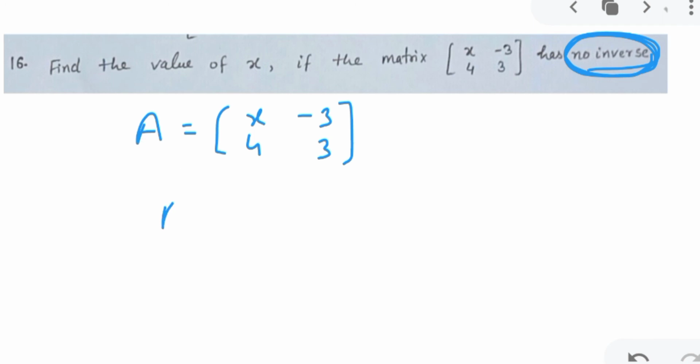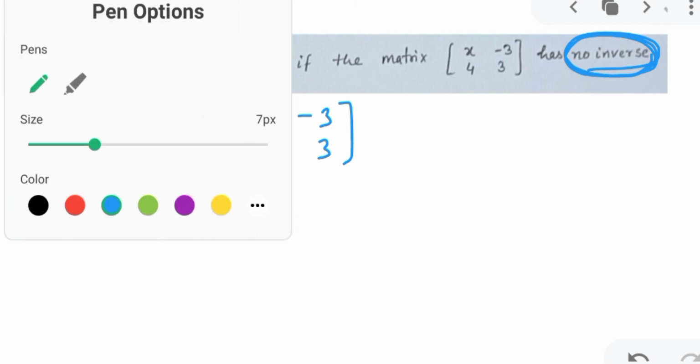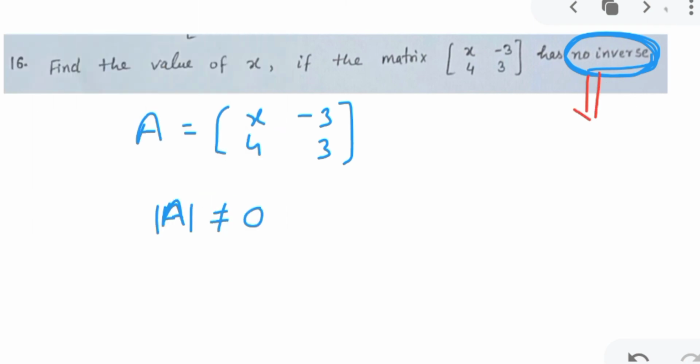of A will not be equal to 0. But here the question is saying that it has no inverse. So no inverse means the determinant value will be 0. Simple. So we'll use this concept: no inverse means the determinant value is 0. So this is the matrix given. What will be the determinant value of this matrix?